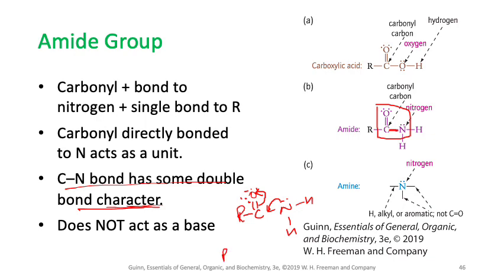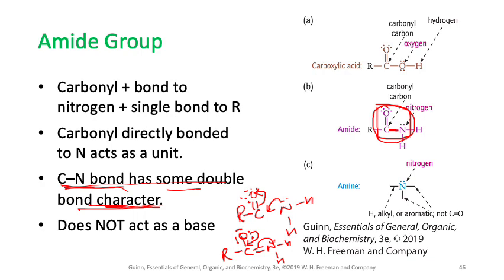So the structure will be like this, R C O double bond NH, right? Then after some time this lone pair will go again on this nitrogen, and this lone pair from oxygen makes a double bond. The structure will make this type of structure one more time. So because of the resonance, the CN bond has some kind of double bond character in between them, right?